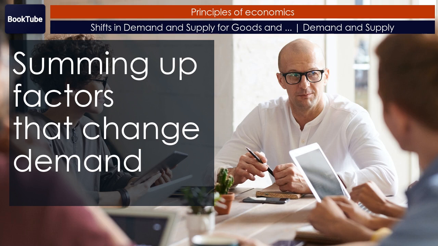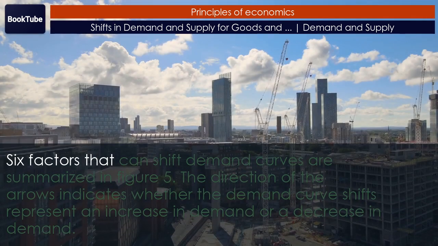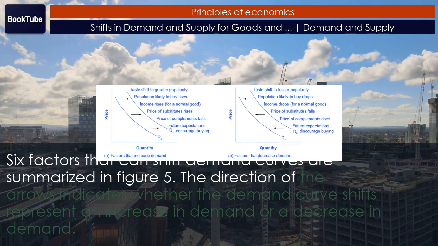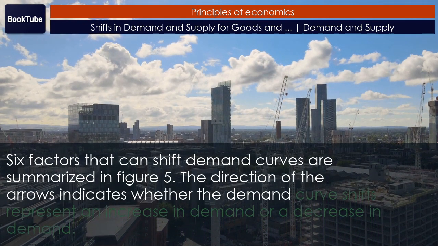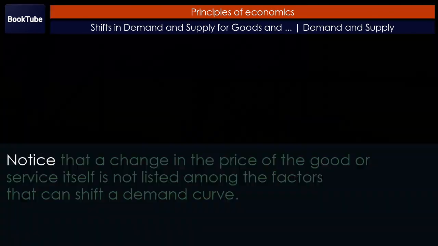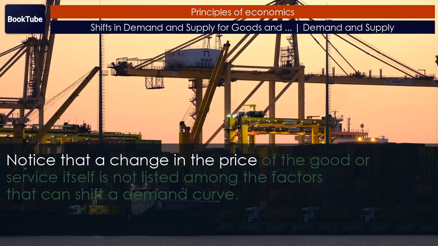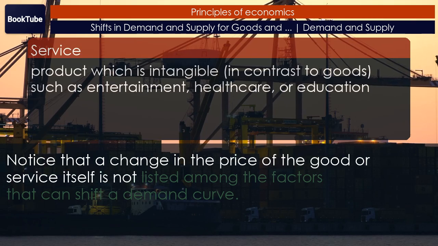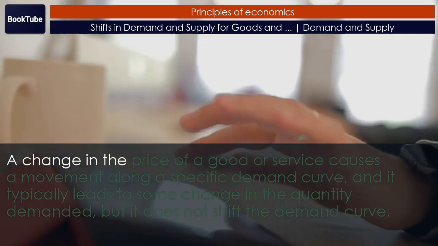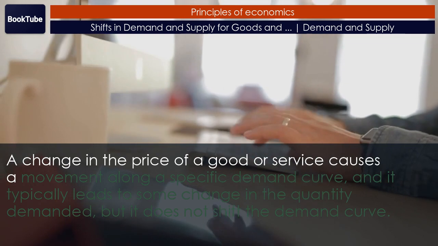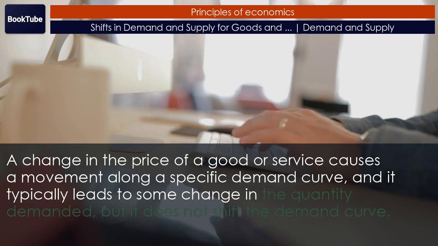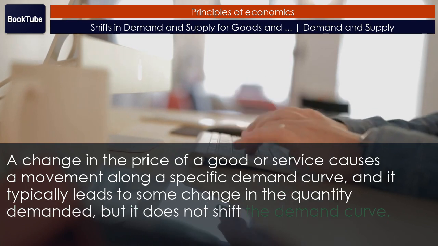Summing up factors that change demand. Six factors that can shift demand curves are summarized in Figure 5. The direction of the arrows indicates whether the demand curve shifts represent an increase in demand or a decrease in demand. Notice that a change in the price of the good or service itself is not listed among the factors that can shift a demand curve. A change in the price of a good or service causes a movement along a specific demand curve, and it typically leads to some change in the quantity demanded, but it does not shift the demand curve.